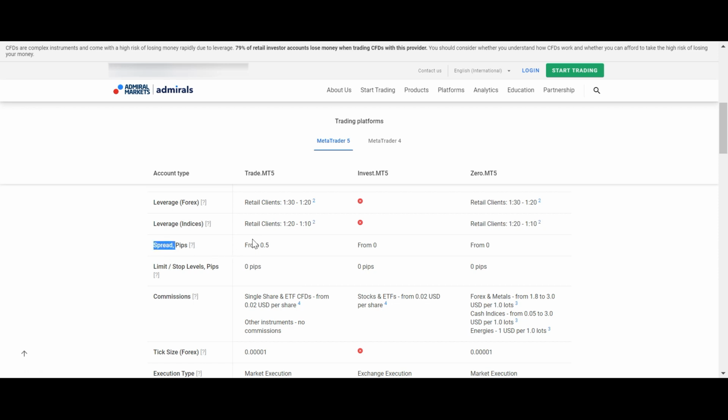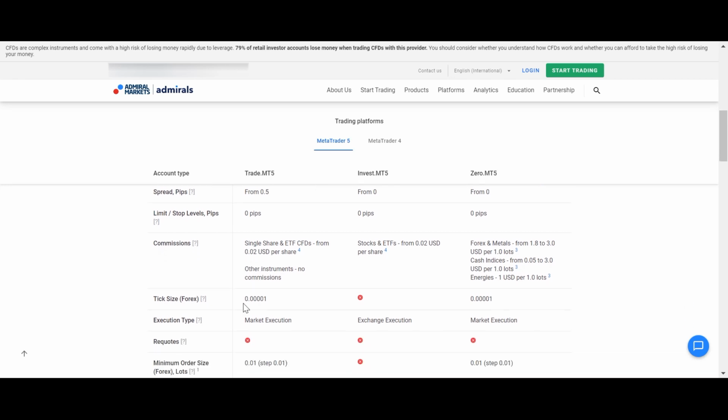The big difference between Trade and Zero accounts is the spread. It starts from 0.5 pips on Trade account and from 0 pips on Zero account. However, you are paying commissions for opening and closing transactions on Zero account. There are also commissions involved when trading on single share and ETF CFDs and stocks and ETFs. The minimum price increment of a trading instrument on Trade and Zero account is also available here.